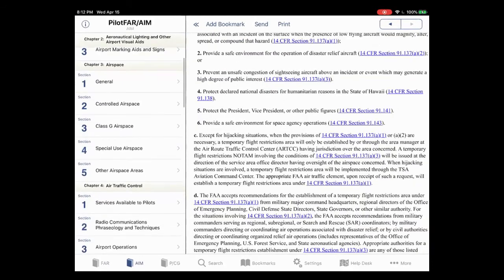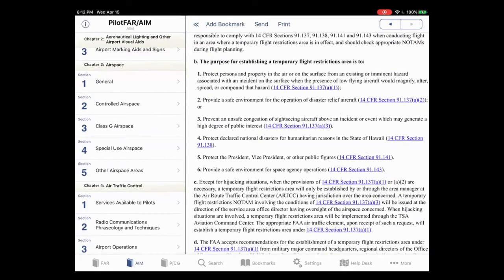There we go. It can also be established for just generalized disaster relief, to avoid a complication with sightseeing aircraft congesting the area in association with actual aircraft trying to get in and out with relief, either by people moving people in and out that need to be there, or of course cargo as well. Certainly we can see TFRs established for the space agency. So anytime there's going to be a launch, you can expect a TFR established there.